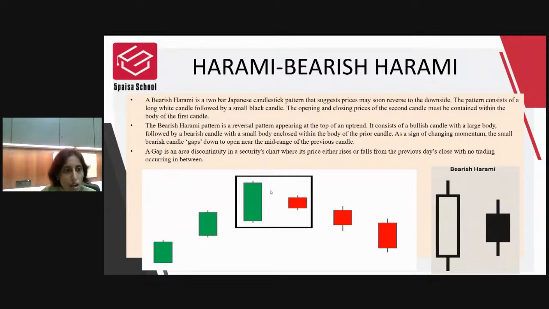What is a gap? A gap is an area discontinuity, as you can see over here. It's an area discontinuity in a securities chart where its price either rises or falls from the previous day's close with no trading occurring. So as you can see, these two candles are indicative of a bearish harami, and they are usually observed in an uptrend.